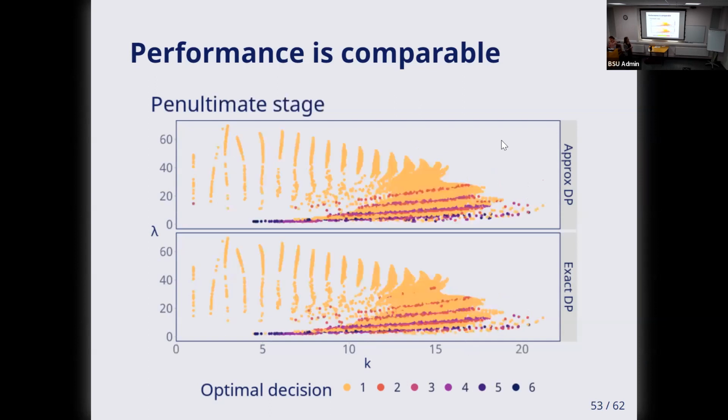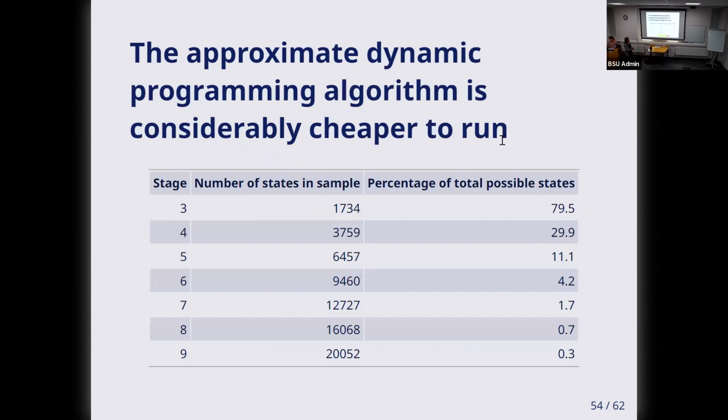And if we look at the penultimate stage, then yeah, we've got a few more differences going on here, but they're broadly the same. But what's really important about the approximation is that it's considerably cheaper to run. So we're operating on a sample of the full state space, and this right-hand column is showing the percentage of the full state space that we're using to create this rule. So you can see that at that final stage, we're just using 0.3% of the full state space.